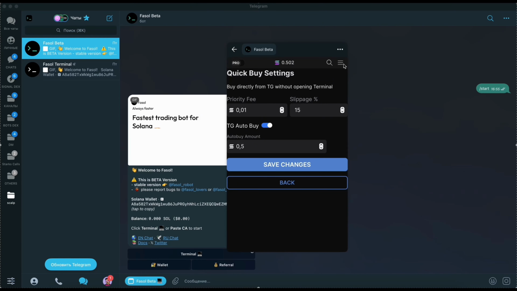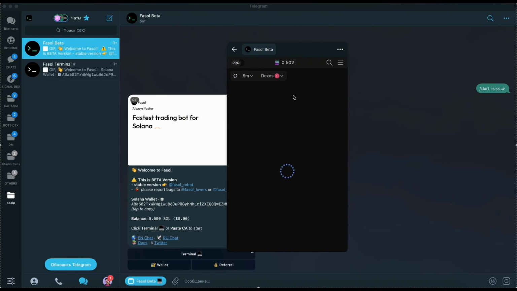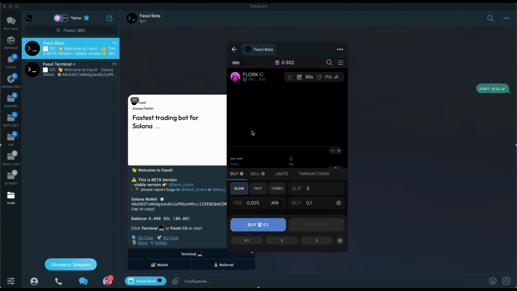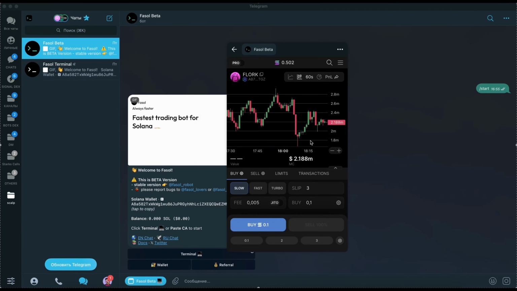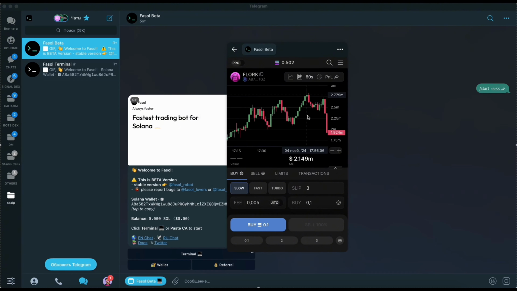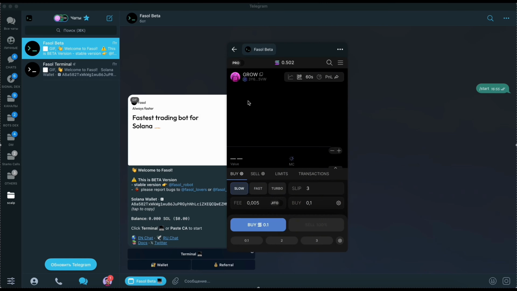And in principle, this bot is very convenient to use at the time of regular trading because it immediately loads the chart and you can look directly into the bot and the chart and trade and place limit orders and anything. So now let me show what functions the bot has and what settings you need to set in order to successfully scalp. Here we have opened some kind of potential token.